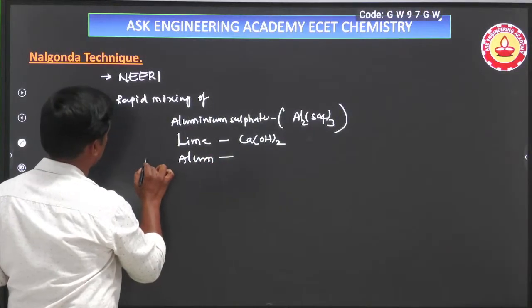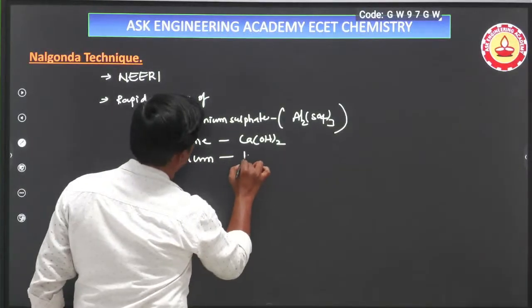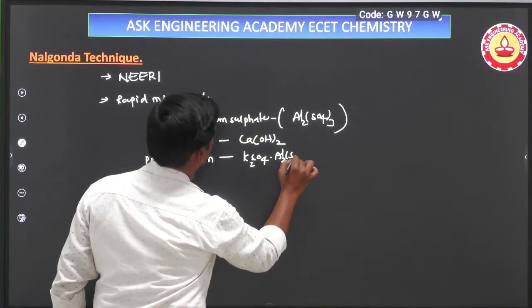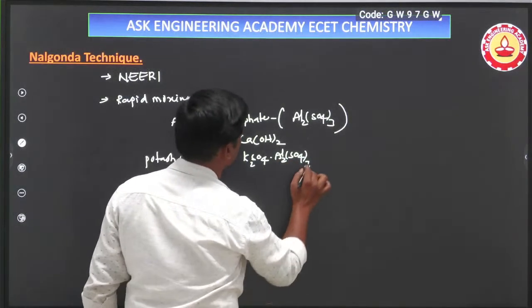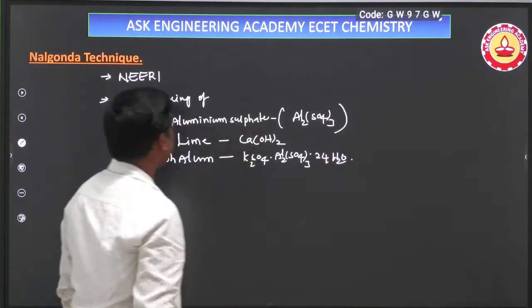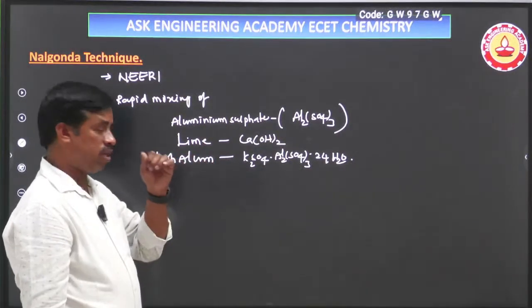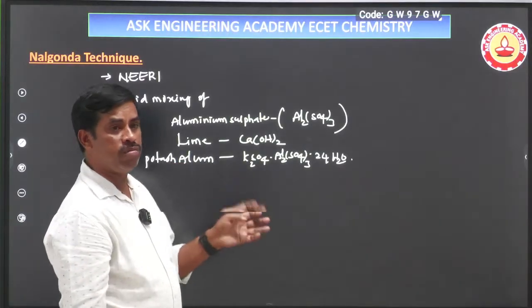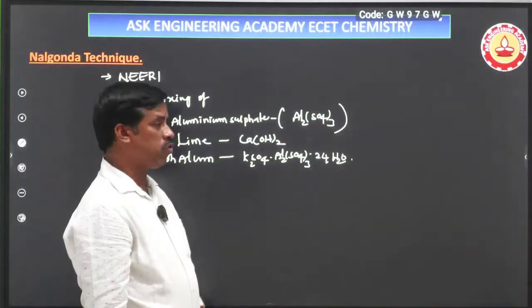for example potash alum, K2SO4, Al2(SO4)3, and 24H2O is said to be what more? Potash alum. By rapid mixing of all these three chemicals and dissolving, fluorine is going to minimize whenever reacting with all these chemical compounds.